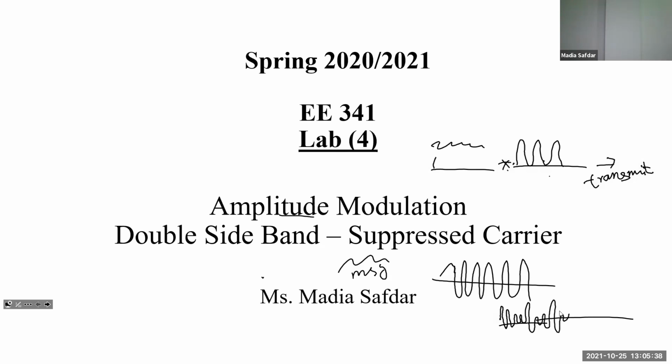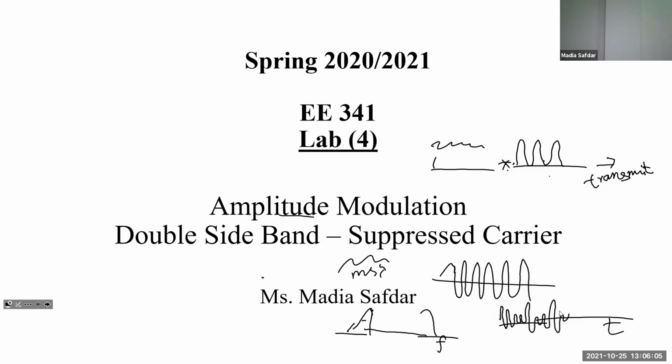This is in the time domain. In the frequency domain, you will get the information like this, in the form of bands, and this is your carrier. This is frequency analysis, and this is time analysis. Now what happens in double sideband suppressed carrier? You get the bands, but the carrier is suppressed. There is no carrier at the output.